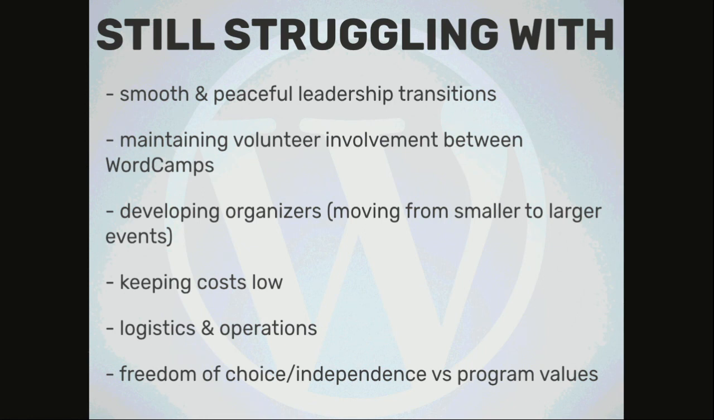Lots of stuff. As mentioned, smooth and peaceful leadership transitions are a challenge for us. Keeping our WordCamp volunteers active year-round is something that we'd really like to do and we haven't quite figured out yet. And then, of course, developing our organizers. As you may have internalized, we have 600 meetup groups and only about 130 WordCamps last year, right? But we want to have 600 meetup groups, more than that, and 600 WordCamps, right? Every single meetup group should have a WordCamp. Our minimum viable product for WordCamp, by the way, is 50 people in a room all day talking WordPress. That's what we consider a WordCamp, right?